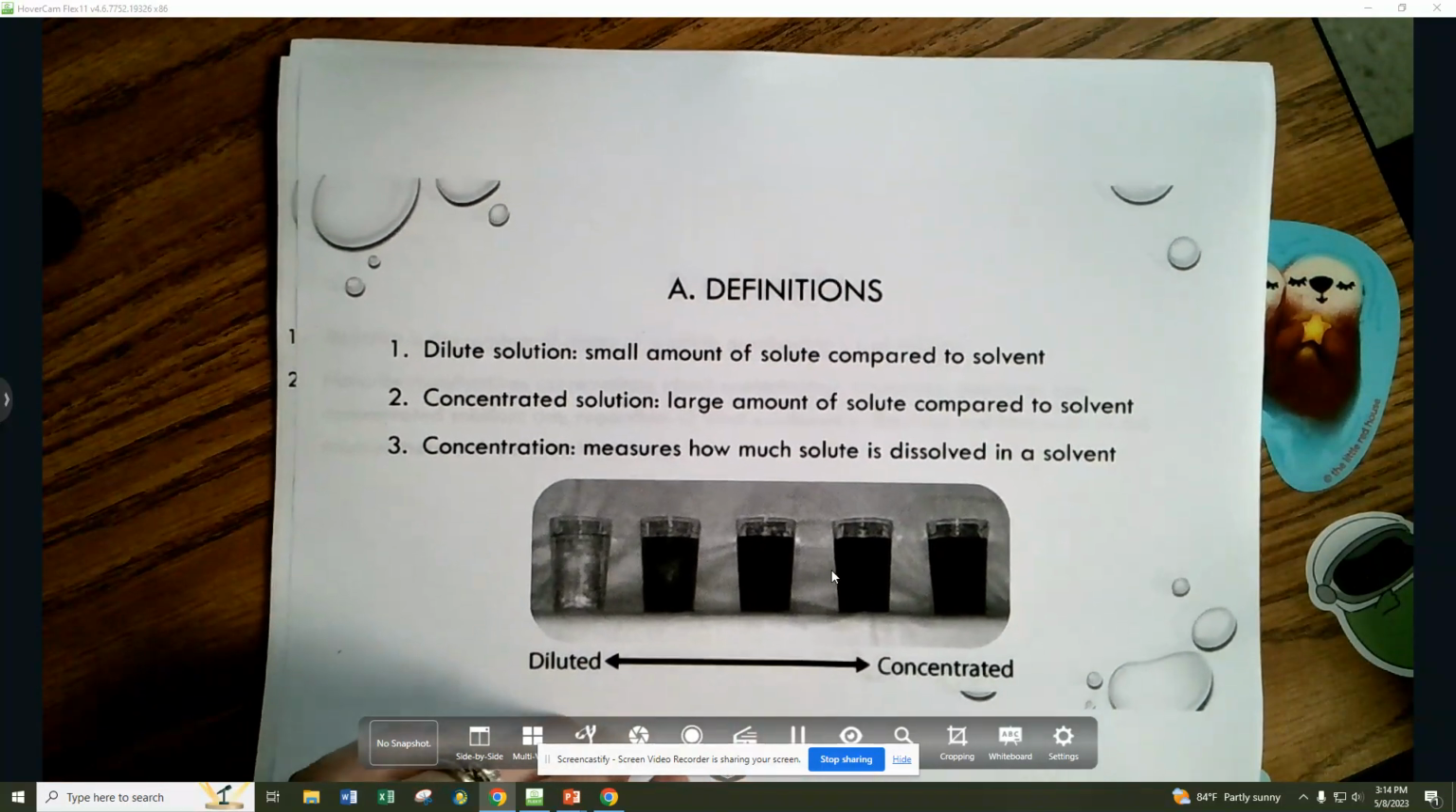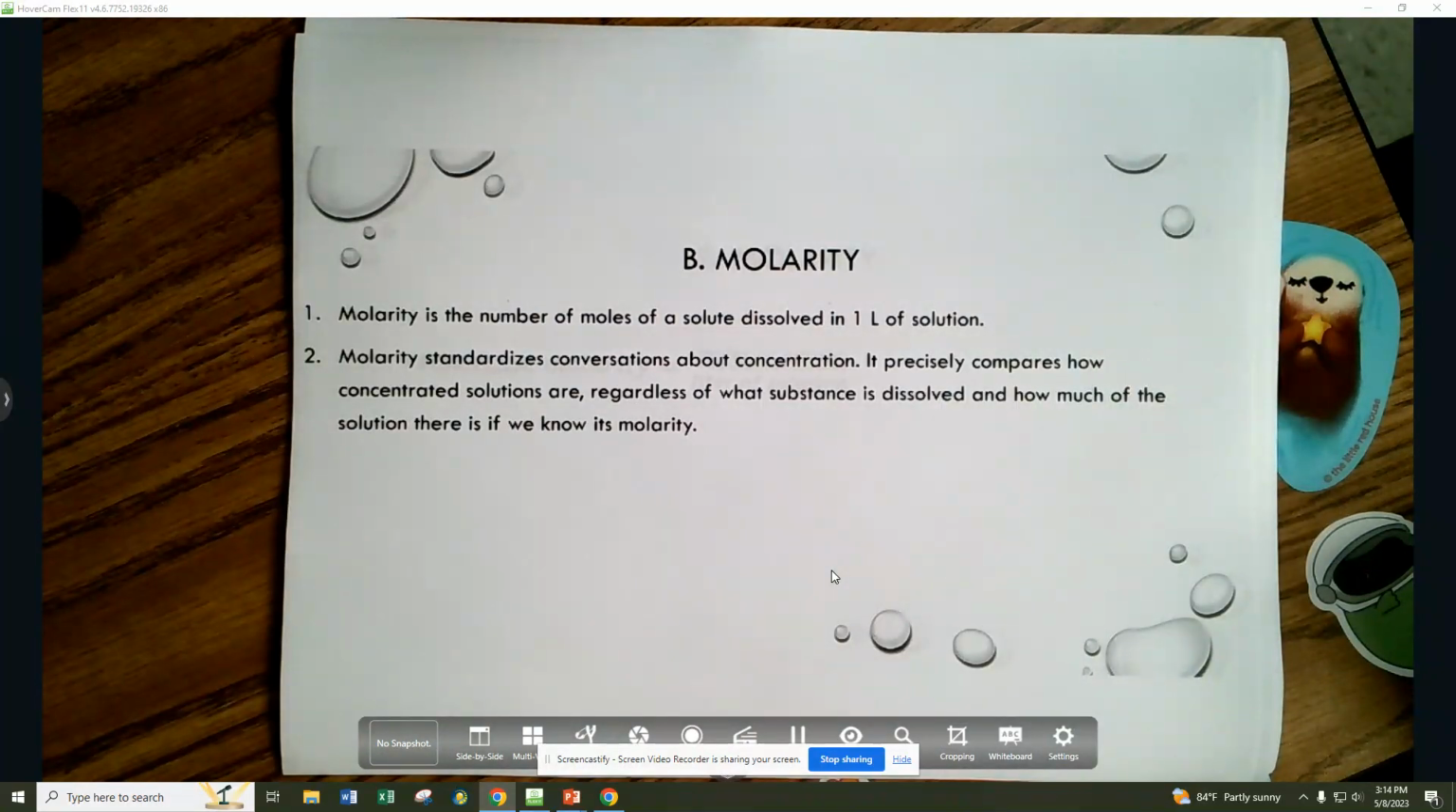So what we have as chemists is different ways of defining concentration. I'm going to just emphasize molarity. Like I said, this is not the end all be all, but it's giving you exposure to things that you will see more in depth. Molarity is a relationship between the number of moles of solute, again, what's being dissolved, in 1 liter of solution. So molarity standardizes conversations about concentration as to what is dilute versus what is concentrated.